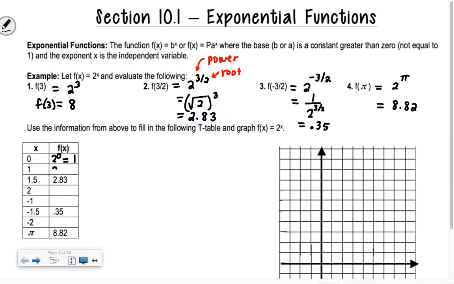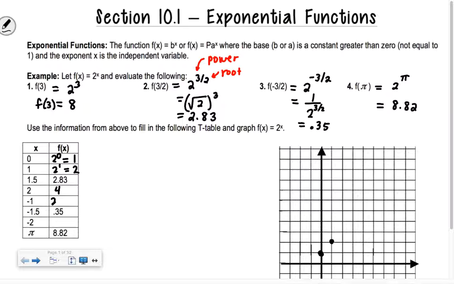All right, and then 2 to the 1 is 2. So right now I have the points (0, 1) and (1, 2). Okay, and we found 1.5. 1.5 was the 3 over 2 one, it was number 2. 3 over 2 is 1.5, right? So when we did 2 to the 1.5, that's how we got the 2.83. 2 to the 2 is 4.